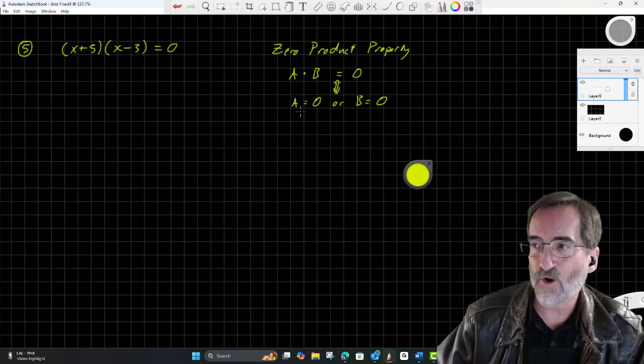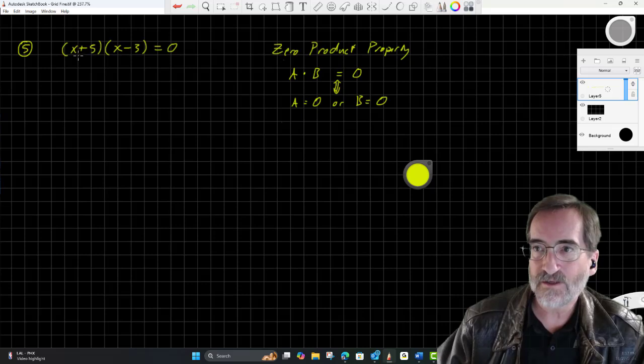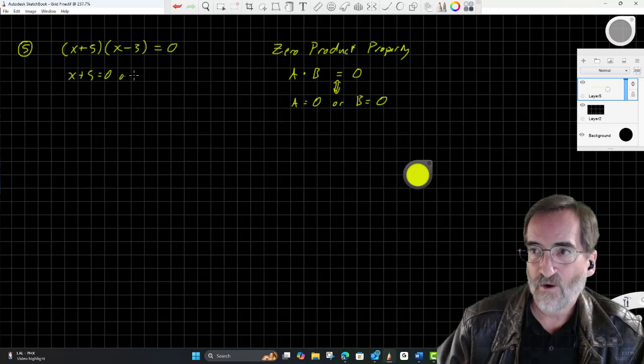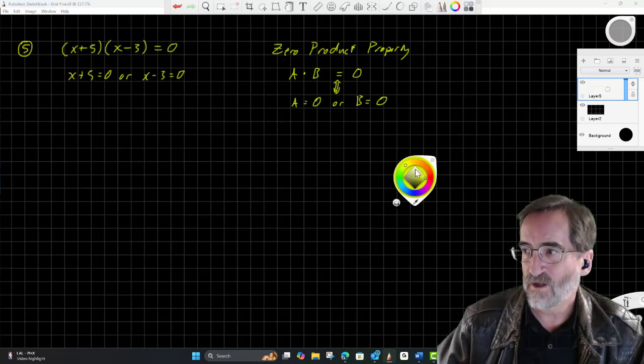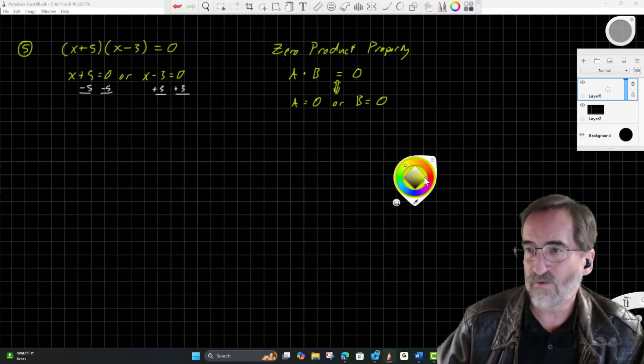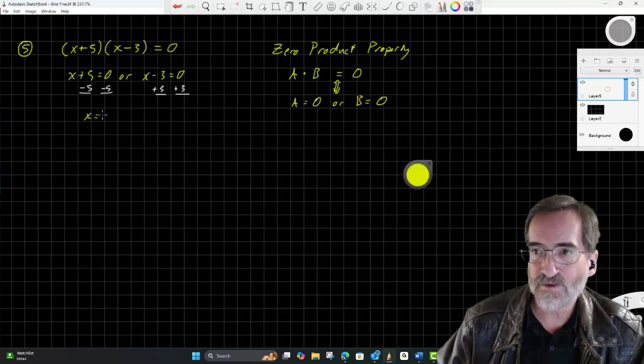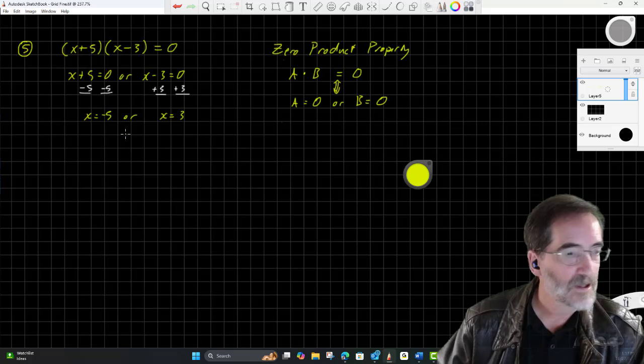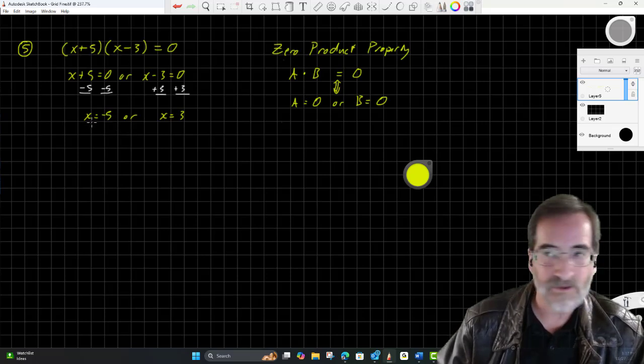Either one is 0 or both is 0, or one or the other is 0 or both are 0. So this means we can write x plus 5 equals 0, or x minus 3 equals 0, and solve both equations. Subtract 5 from both sides of the first equation, and add 3 to both sides of the second equation. Okay, we end up with x equals -5, or x equals 3, right? And that's the way they give the solution.